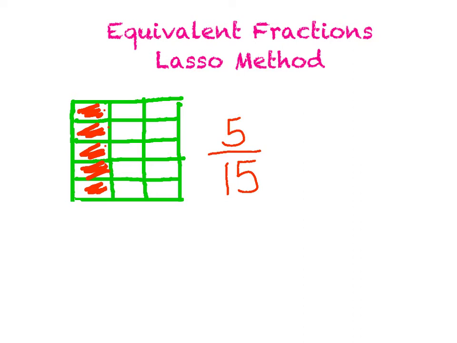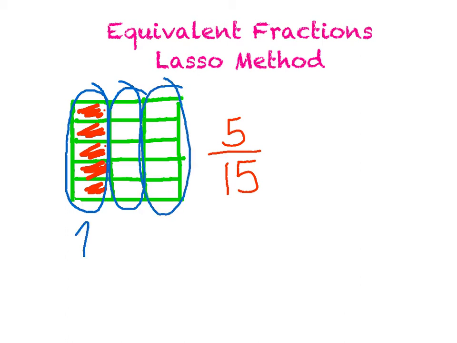5 parts shaded. Now let's say I want to find an equivalent fraction for this, and I don't really know where to go. One thing you can do is lasso like sections. So if I have 5 sections that are shaded, I could lasso those together to see if I can make complete sections of 5. Let me show you what I mean. Okay, if I go like this, I have one set of 5. I can get another set of 5 and another set of 5.